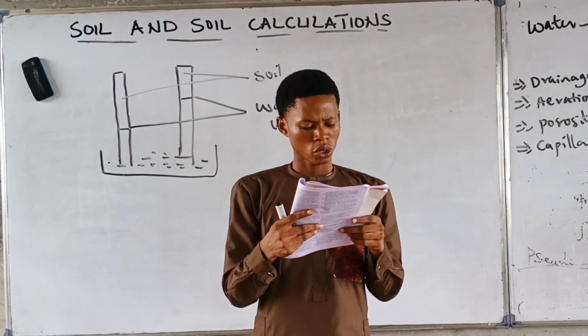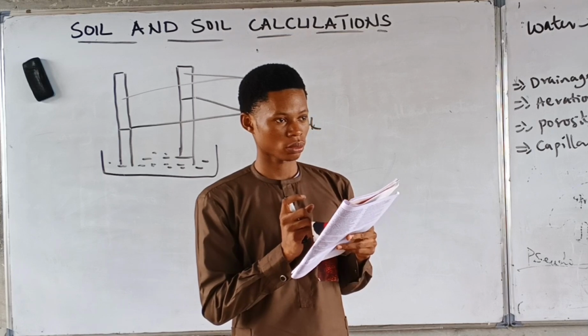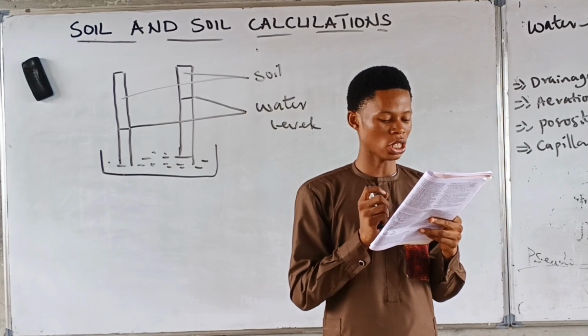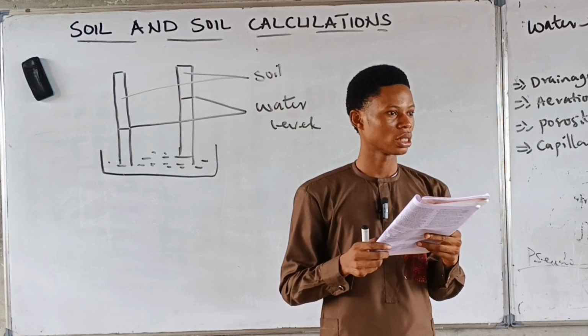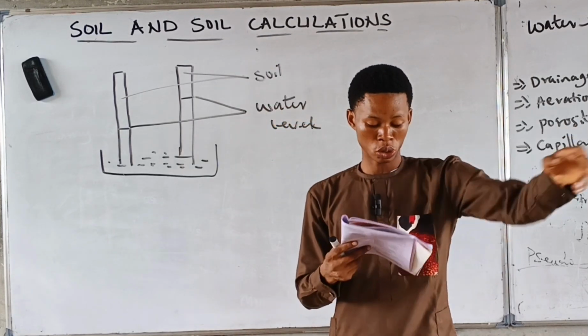Your question. Which of these is not a type of soil? A, sand. B, granite. C, loam. D, clay. Granite. So granite is not a type of soil, right? Yes, your turn now.